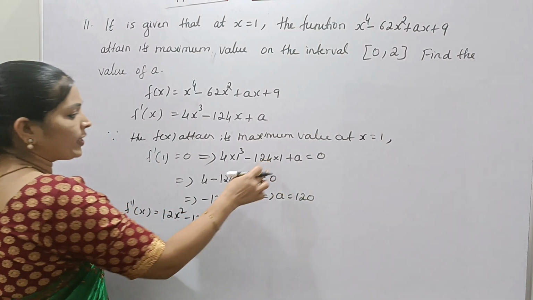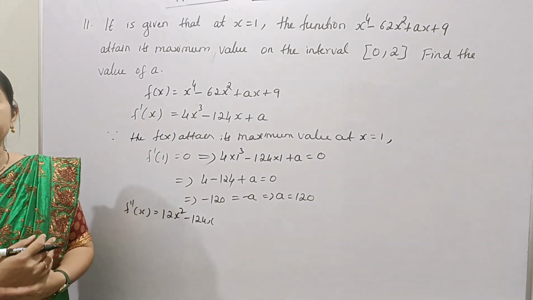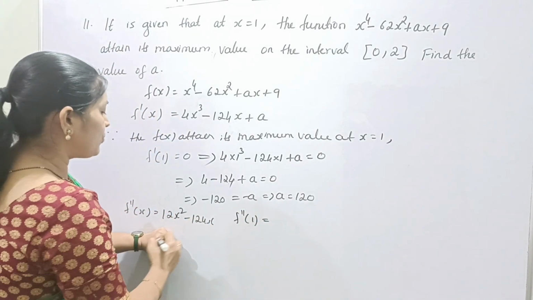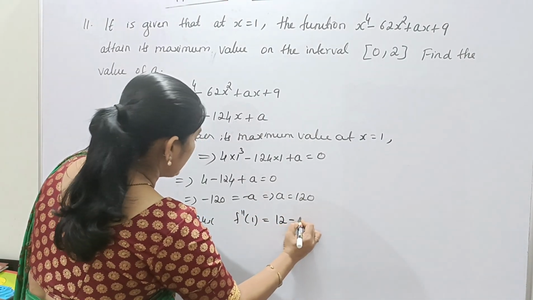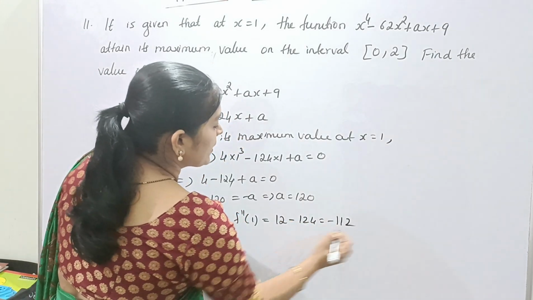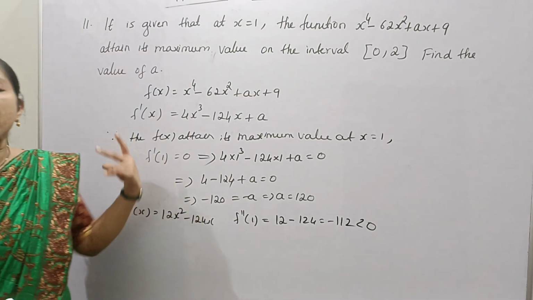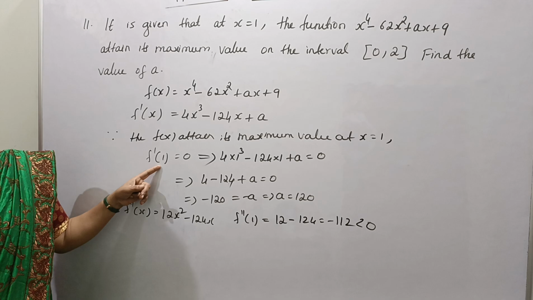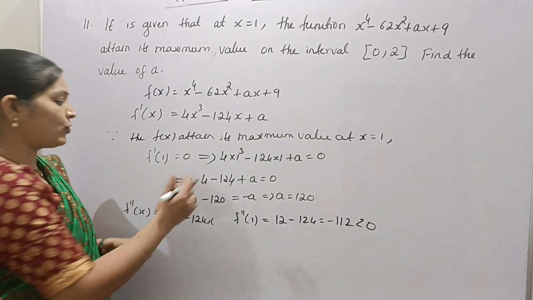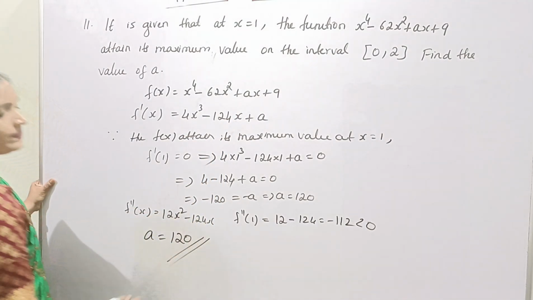Okay, so at this point, which point? At x is equal to 1, what is the sign of this f double dash of x? Less than 0 or greater than 0? We should get less than 0. So here f double dash of 1 is equal to 12 into 1 minus 124, that is equal to minus 112. Okay, that is less than 0. So here we can confirm this function has a maximum value at x is equal to 1 and the value of this a is nothing but 120. Therefore, the value of a is equal to 120.